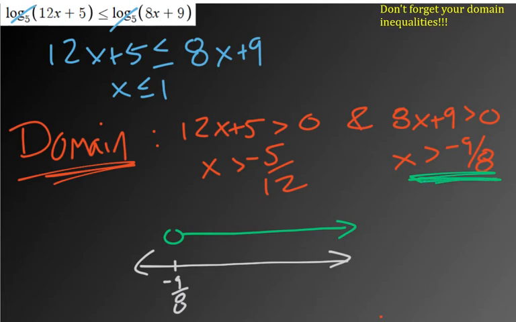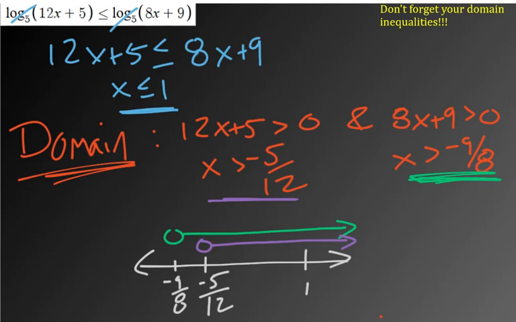And then maybe we'll do this one in purple. So negative 5/12 is less negative, right? And then my answer over here, just keep the blue, I guess. We got 1 somewhere over here, and we fill in that circle this time, and then we go down. And so those are sort of my three inequalities that all have to be satisfied.